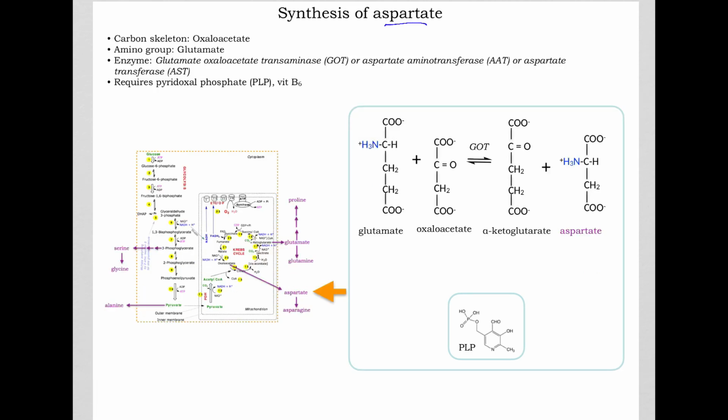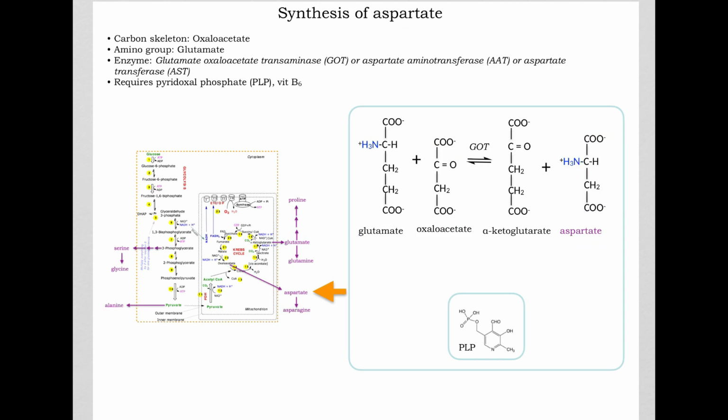Aspartate synthesis. Once again, we have the carbon skeleton, and this carbon skeleton is coming from an alpha keto acid, which is oxaloacetate. The amine group, once again, is from glutamate. So the glutamate amine group provides the amino group for aspartate.